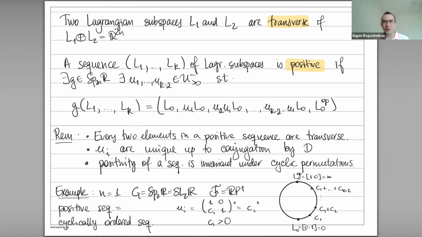And the baby example is, of course, if n is equal to 1, so our group is Sp2(R), which is SL2(R), and the flag variety is just the real projective line. Then a positive sequence of Lagrangian subspaces is just a sequence of lines in RP1. You can see on this picture that a positive sequence means that we start at L0 and then go in increasing order to L0 opposite, the second standard Lagrangian subspace. So the positive sequence is just the increasing sequence. And by this third remark, it doesn't matter in which Lagrangian subspace you start. It is cyclically ordered. So if you start with L2 instead of L1, you can still renormalize the sequence so that it stays positive. So for SL2(R), positivity essentially means cyclically ordered in RP1.